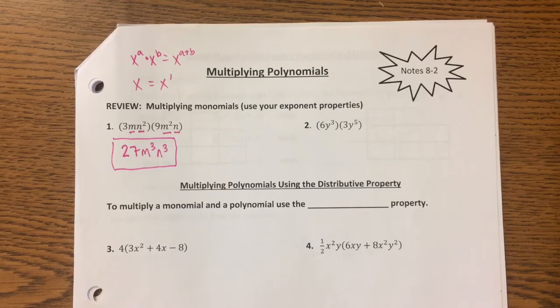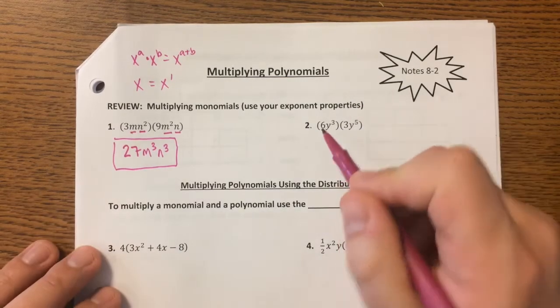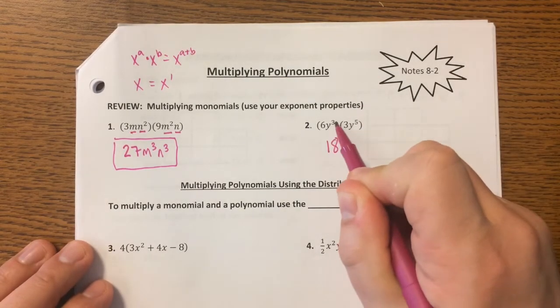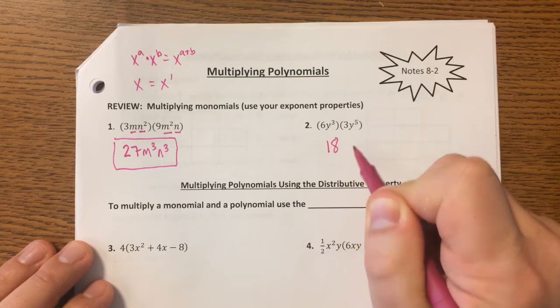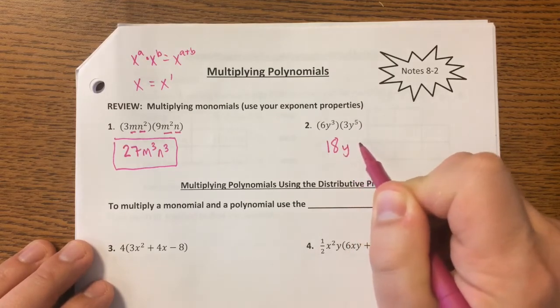But you can't add those together because they're different. Right. When the bases are different, you just leave them. You can't combine them. Right. So that's it for that one. Number 2, what's 6 times 3? 18. And then y cubed times y to the 5th is going to be y to what power? 8. Y to the 8th.